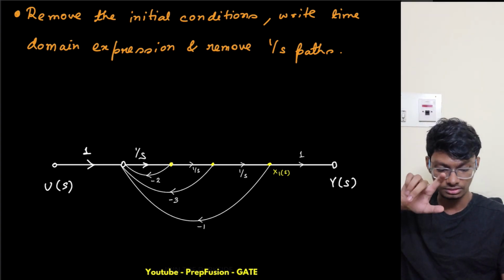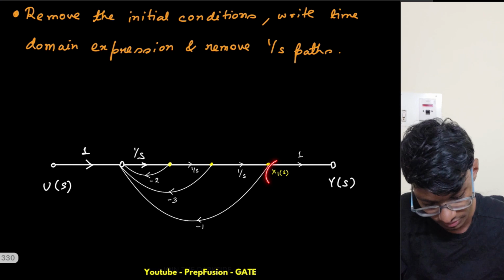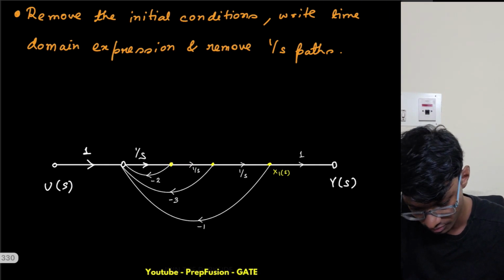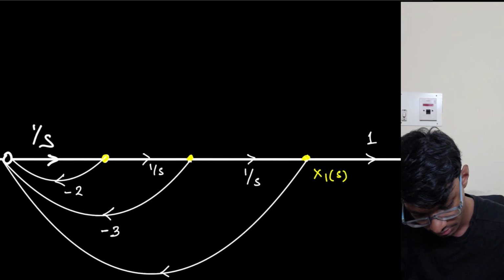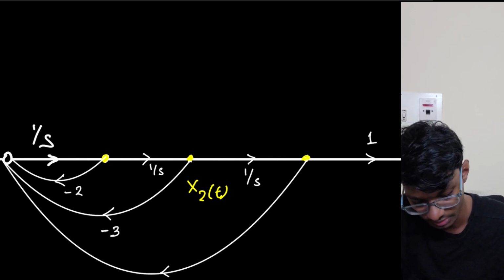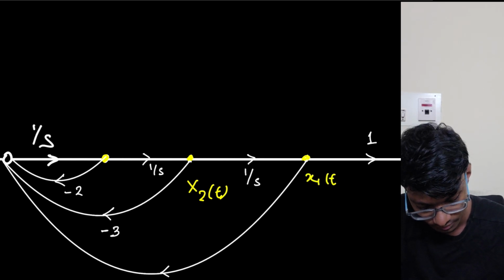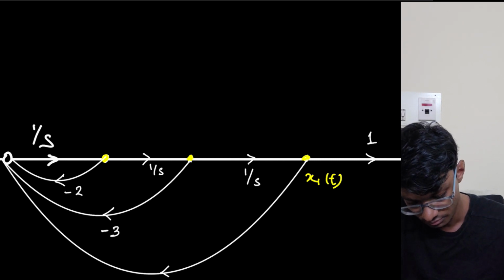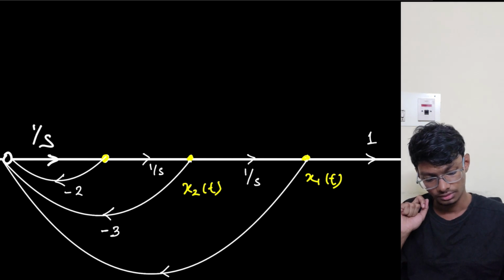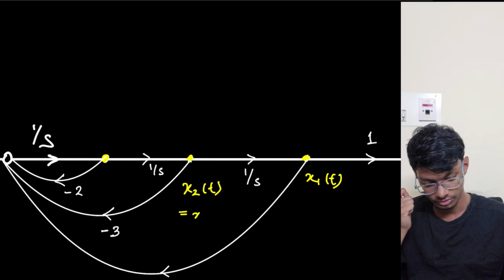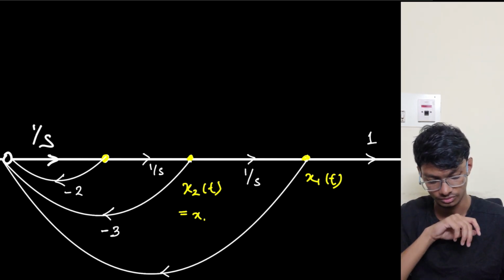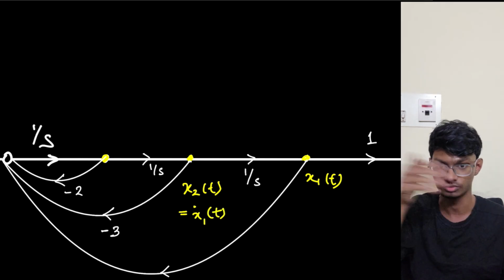Before that I will write x1, x2. This is x1, already written in the question. This is x2 of t. Let me write this as x1 of t, and this as x2 of t. What will this be? This will be the differentiation of x1 of t, so x1 dot of t. So x2 of t equals x1 dot of t.